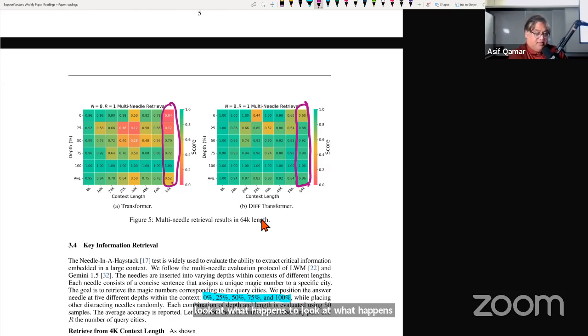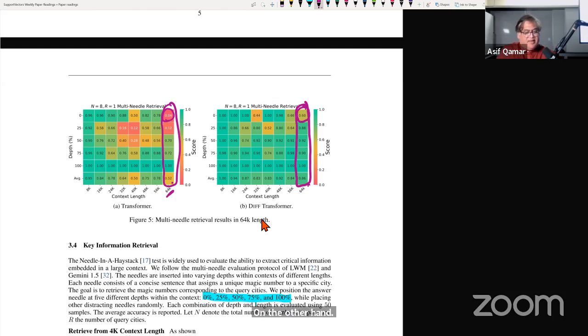If you put your needle, the correct answer, at the beginning of the sentence, at 64K length, a typical transformer, a standard transformer, its accuracy is horrible. It's 0.04, 4% accuracy. On the other hand, this has 60% accuracy, right?